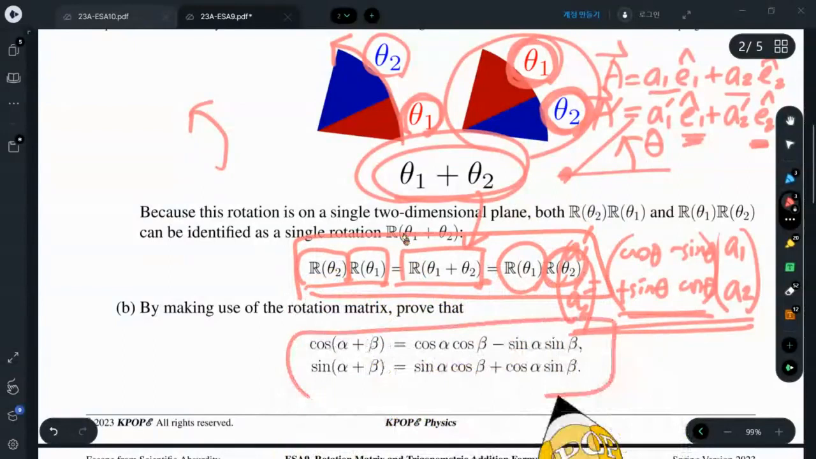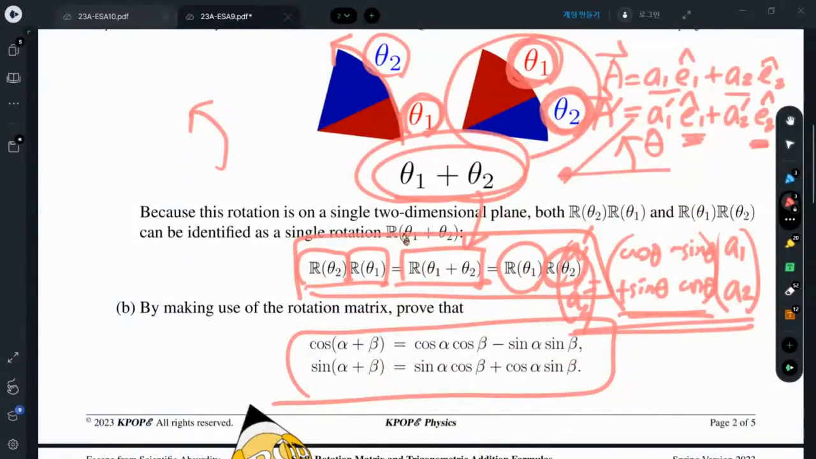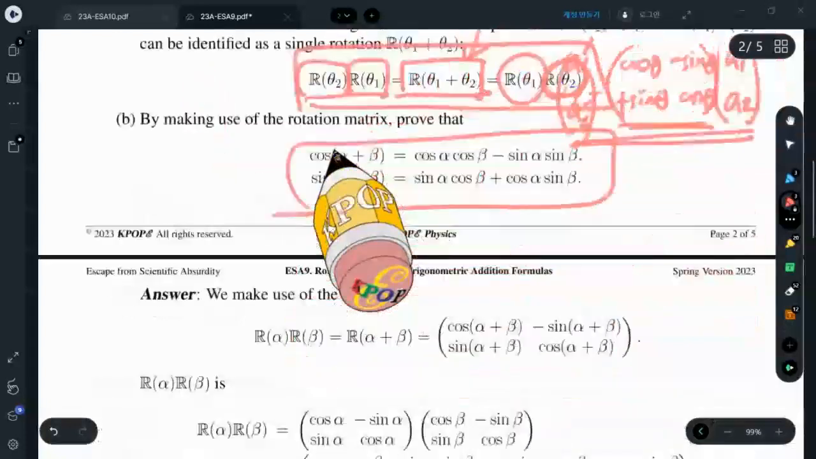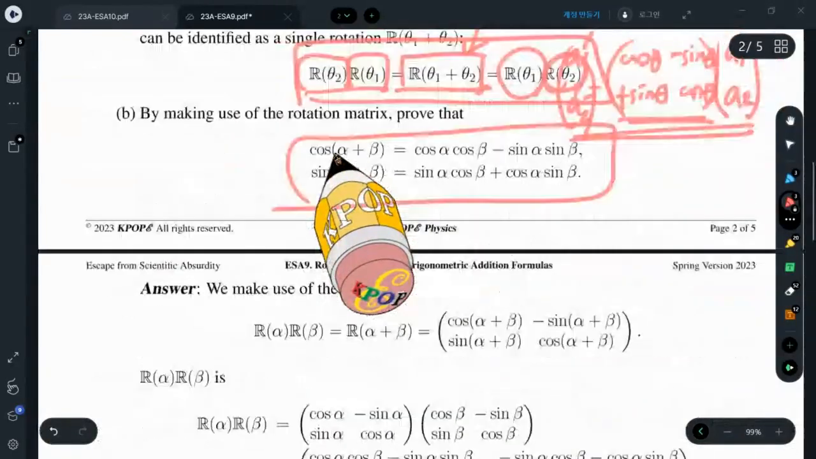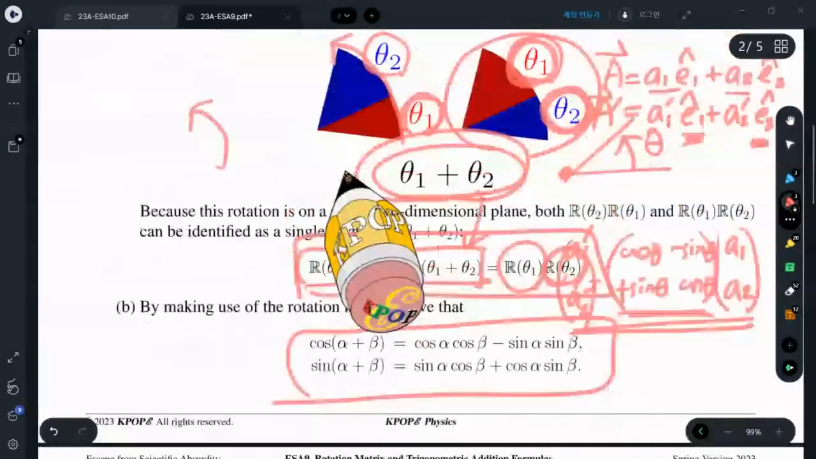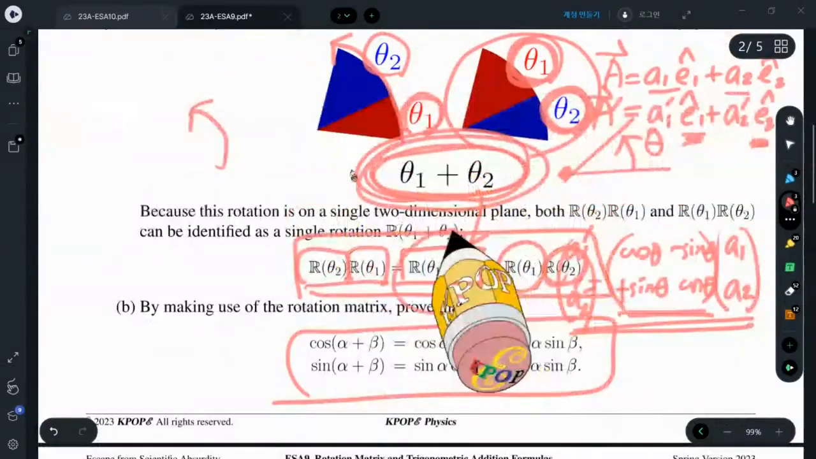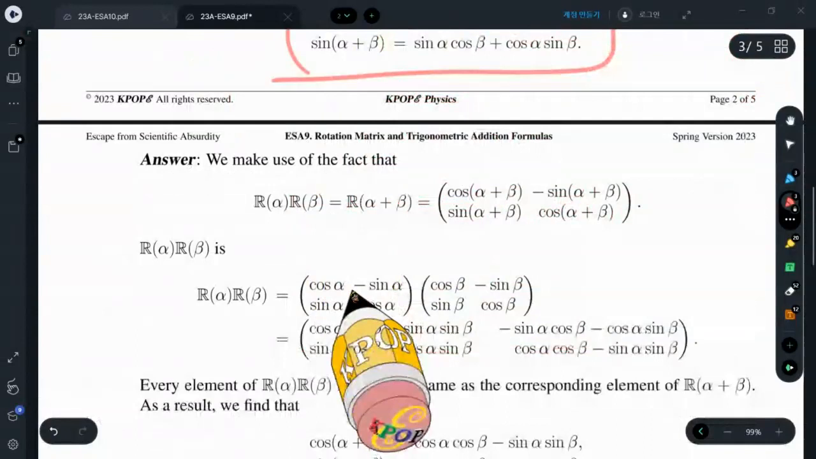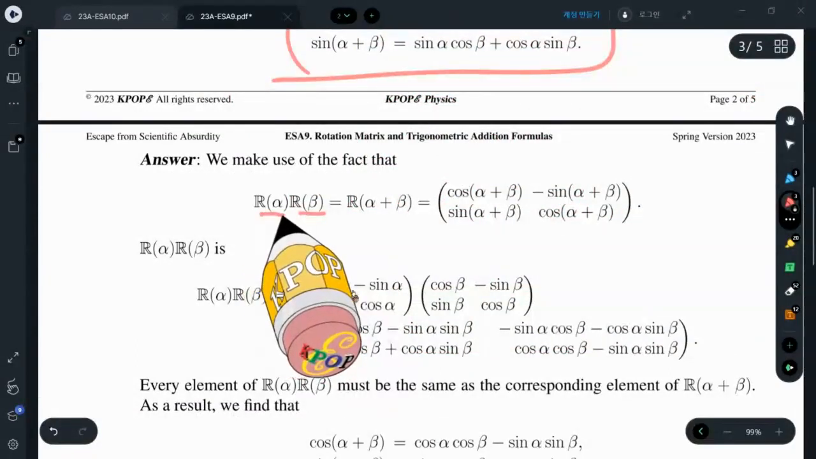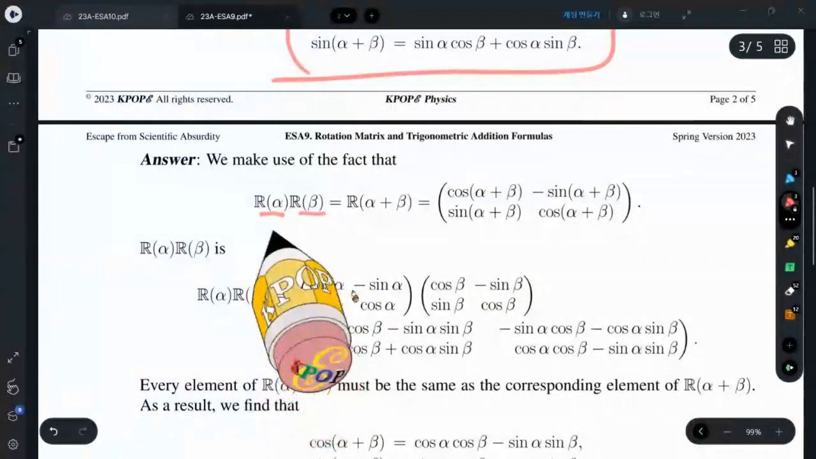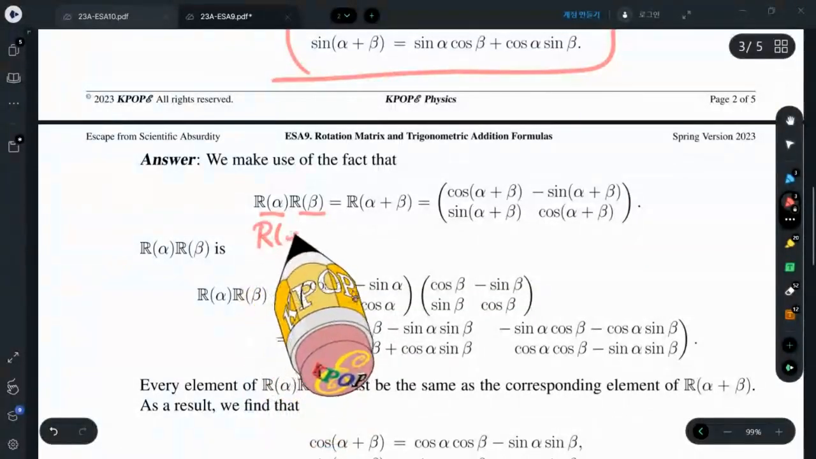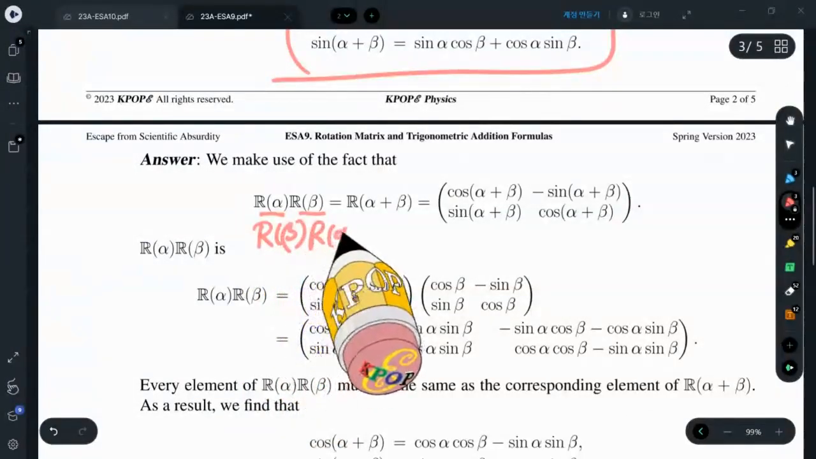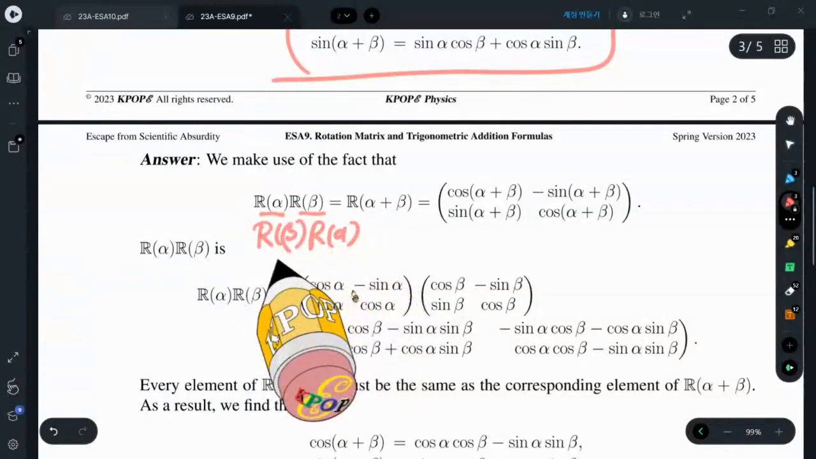From this, we can prove this addition formula for the trigonometric functions. Okay, let's see. It's simple. First of all, as you know, this is a single rotation. So why don't we rotate by alpha and beta? So beta and alpha. And actually that is the same as alpha first and beta next.